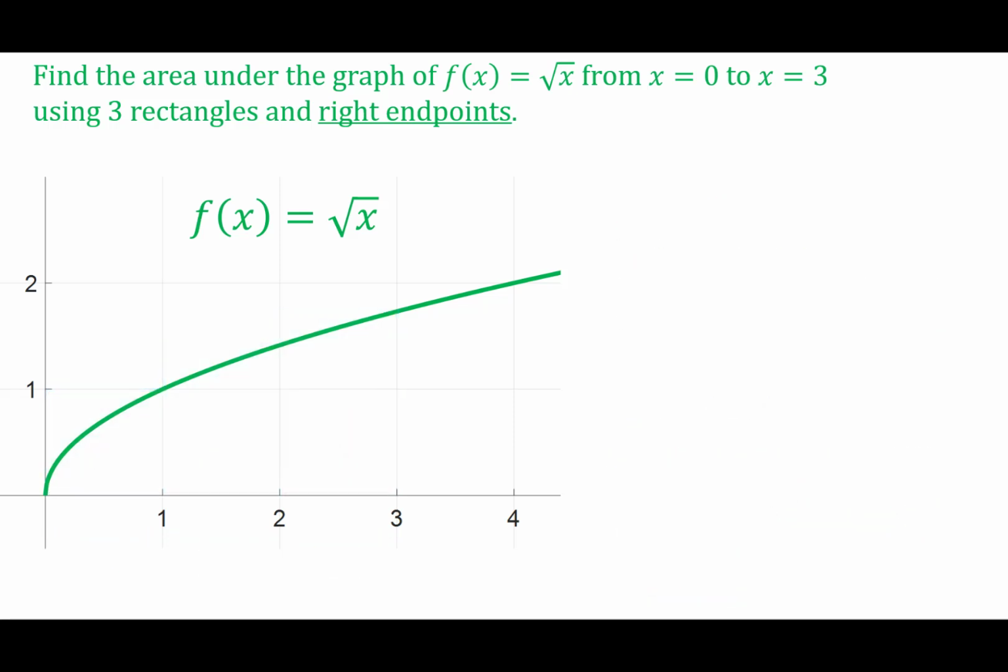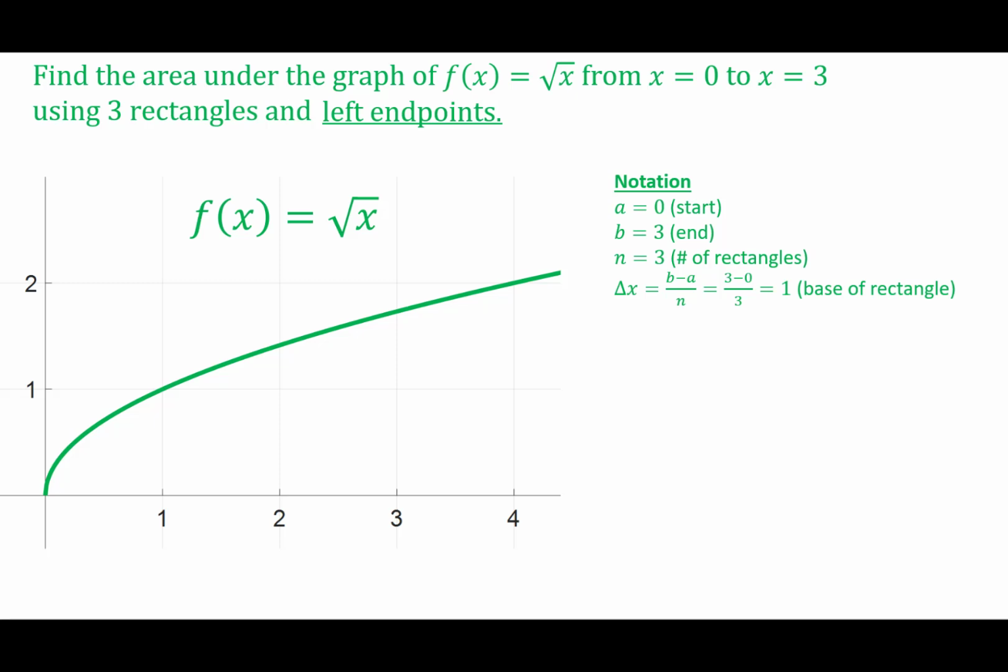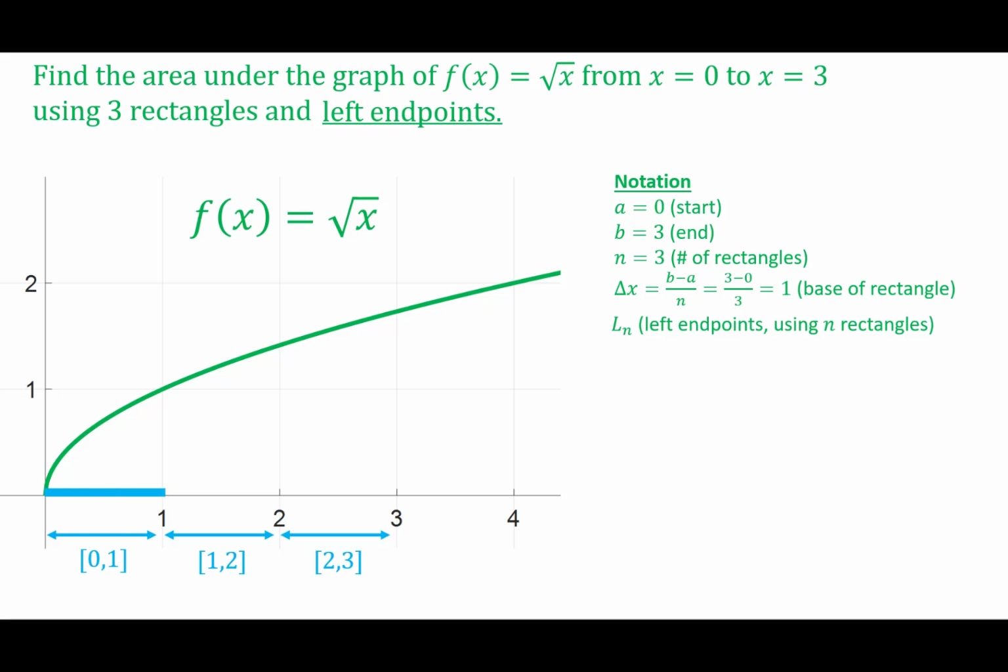All right, let's do this again, but this time let's approximate the area under the curve using left endpoints. So the notation is pretty much the same. The only thing that changes is instead of R sub n, we use L sub n, L for left endpoints. We have our three subintervals again, and now we're using the left endpoints of these subintervals to determine the height of the rectangles. So in the first one, the height of the rectangle is 0 because our function evaluated at 0 is 0. The second one, our height is determined by the function at x equals 1. And then the third one, the height of our rectangle is determined by the function at x equals 2.